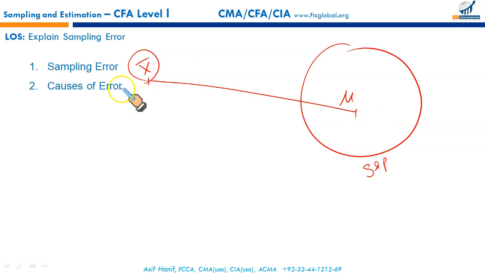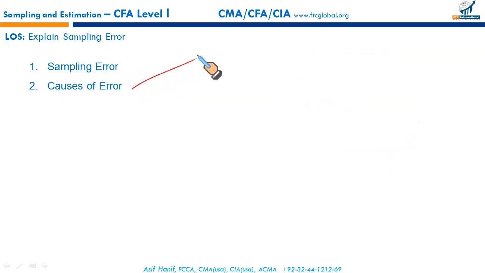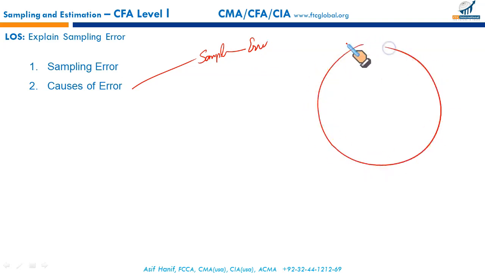Now, what causes this error? Why is the mean of my sample not equal to the overall mean of S&P 500? What's the reason? There are two reasons. First is called sampling error. It means that I may not have selected a suitable sample, and the samples that I've selected are basically not representative of the population. Incorrect selection of samples. My samples are not representative of the population as a whole. This is called the sampling error.